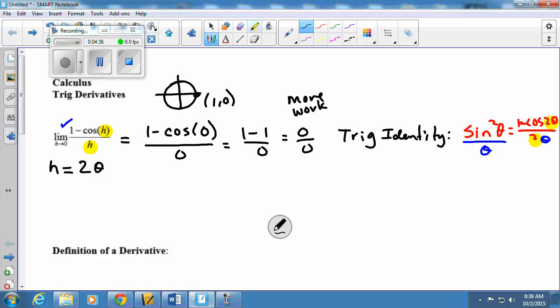So now, could I say that the limit as, let's see, what am I going to put down there now? What am I going to put? What do I want it to do?